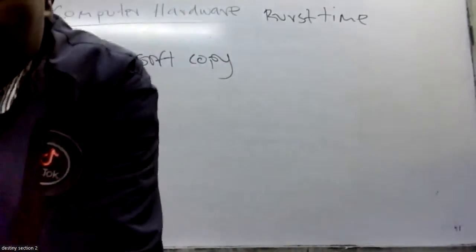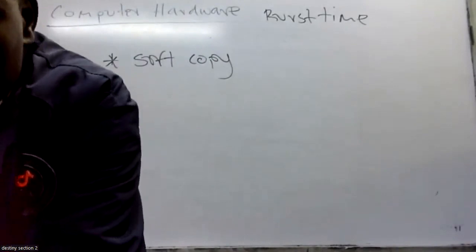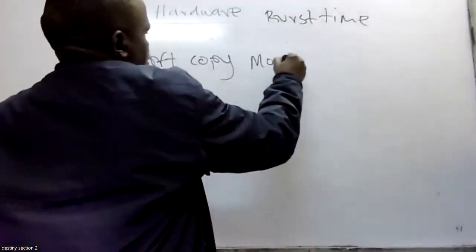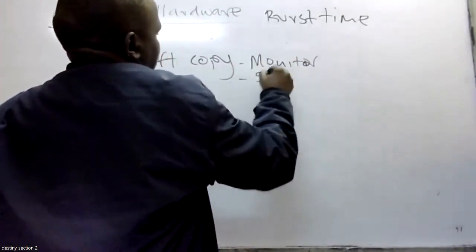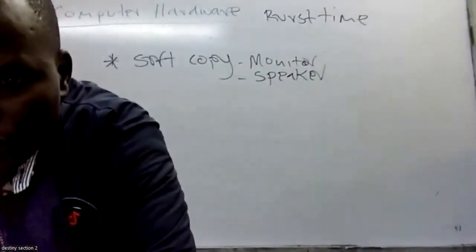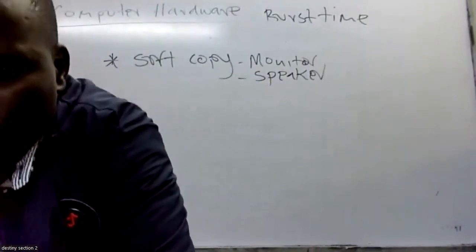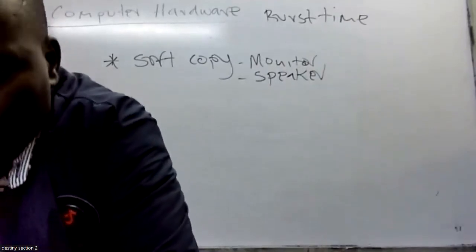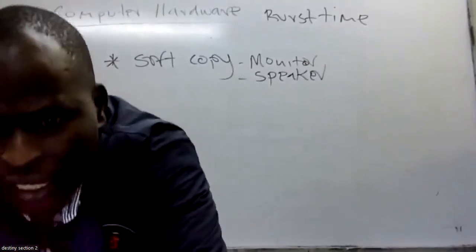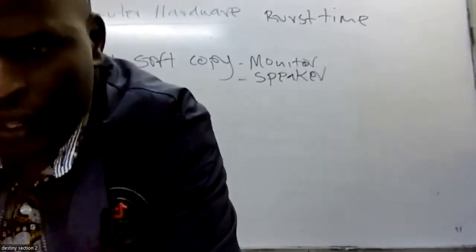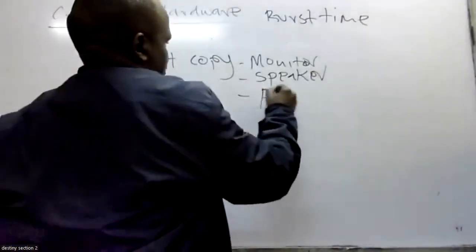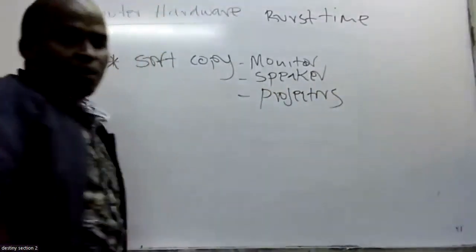Soft copy. This is the output that can be seen or heard, but can't be touched, e.g. monitors, speakers, and projectors.